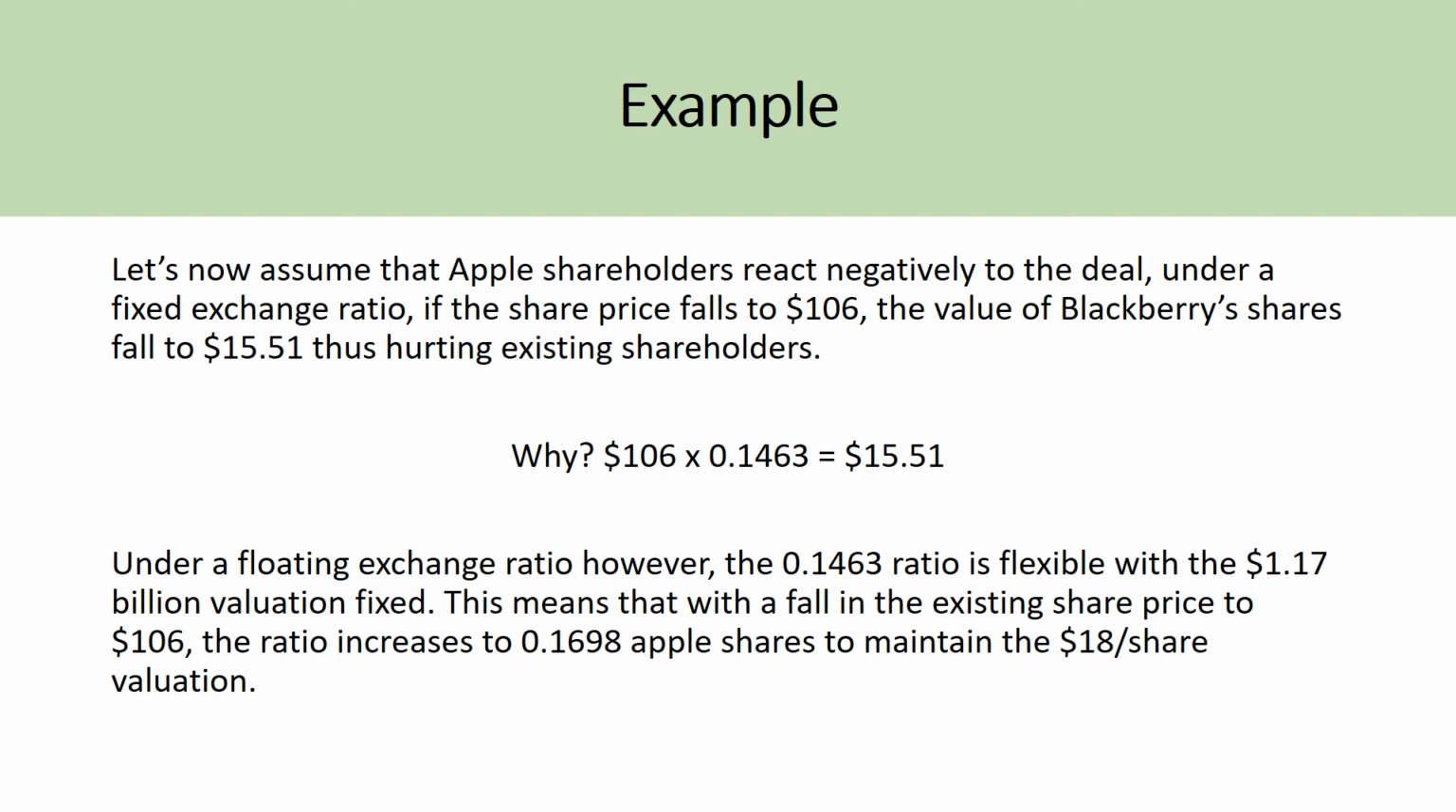So this means that with a fall in the existing share price to $106, the ratio increases to 1.698 Apple shares to maintain the $18 per share valuation. So essentially, in a floating rate, if the value of the acquirer's shares falls, then the exchange ratio increases to account for that fall in valuation and to offer more of the target acquirer shares in order to maintain that valuation.